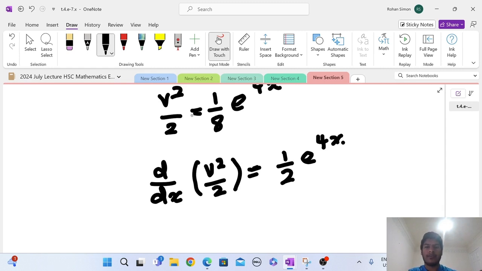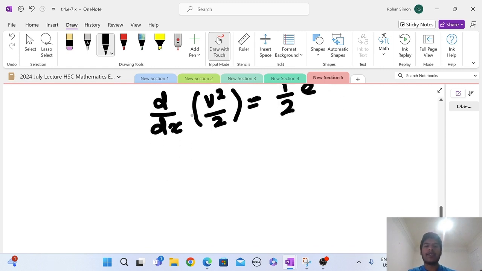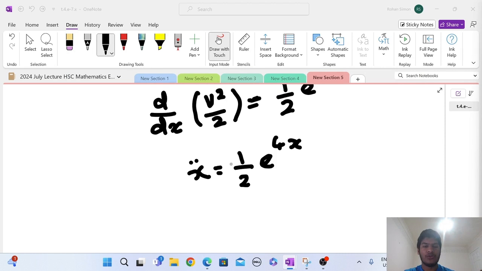And remember, d dx of v squared on 2, that is our acceleration expression. So we can say x double dot, which is the second derivative of position with respect to time, is half e to the power of 4x. Pretty easy, pretty straightforward, just using one of those forms.